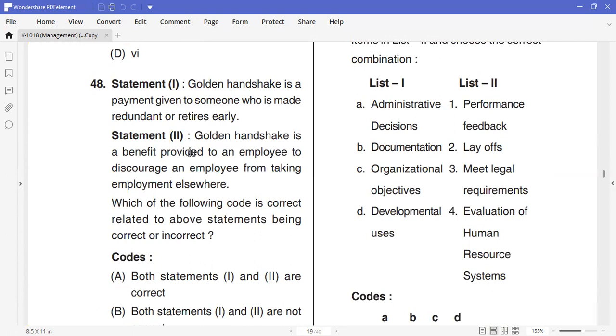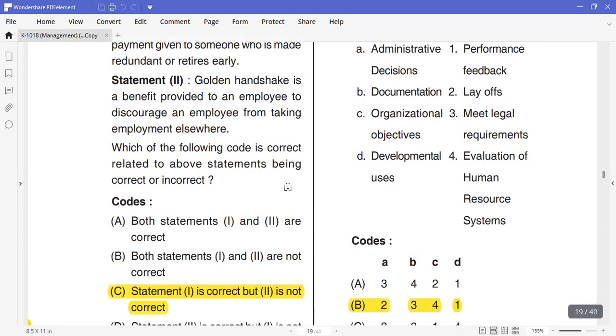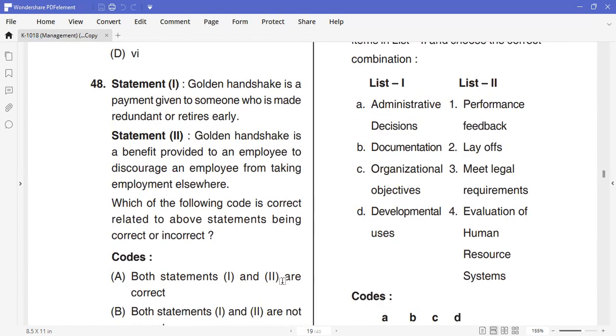Golden handshake is a payment given to someone who is made redundant or retires early. Golden handshake is a benefit provided to an employee to discourage an employee from taking an employment elsewhere. So which of the codes is correct related to the above statements? So statement 1 is correct, but statement 2 is not correct. That is what the golden handshake is, the payment given to someone who retires early or who has made a lot of contribution to the company.